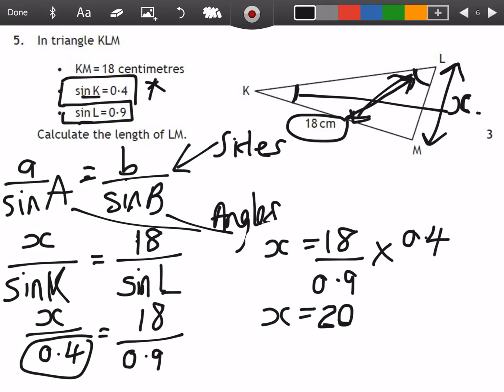So 18 divided by 0.9 is 20, and we need to multiply by 0.4. 20 multiplied by 4 is 80. 20 multiplied by 0.4 is going to be 8. Centimetres, metres, make sure you put your units. It's a length, it's in centimetres.